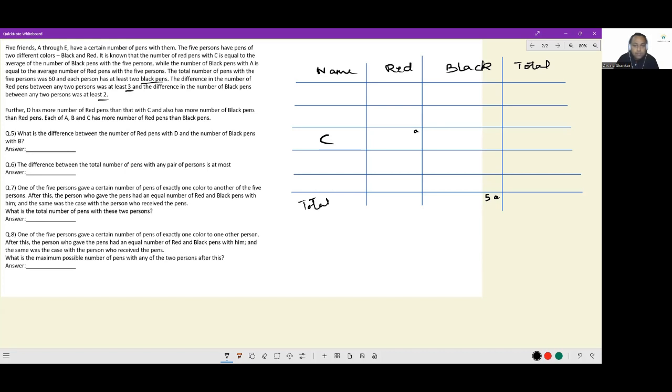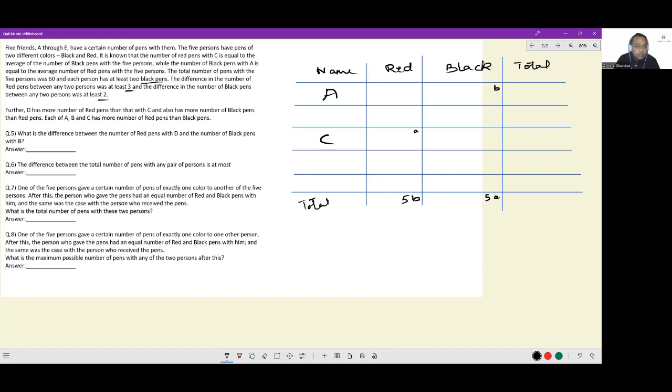Well, the number of black pens with A, putting down A here, let's call this B. Number of black pens with A is equal to the average number of red pens with the 5 persons. So the red pens with people is 5B. Okay. Is 5B.